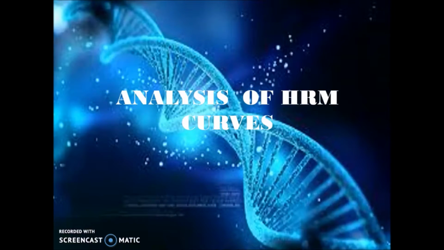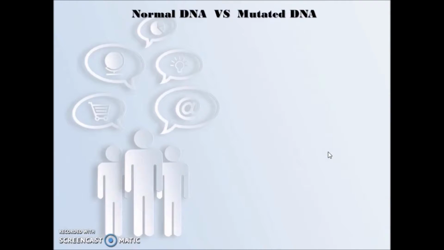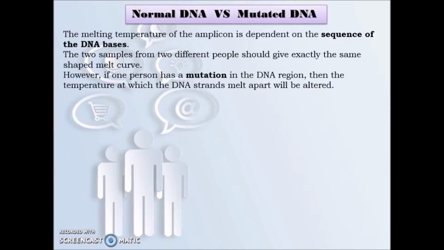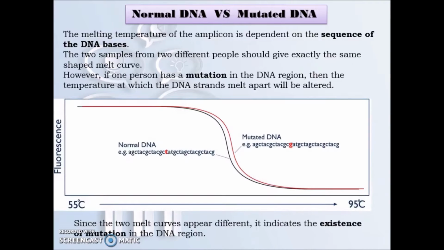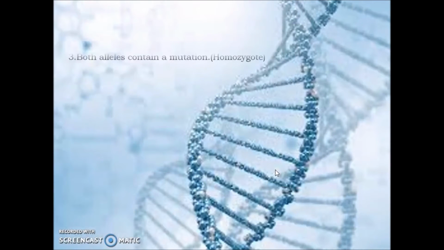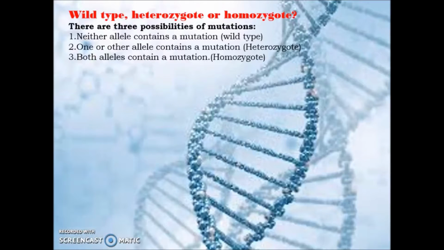Now I would like to discuss the analysis of HRM curves. How about normal DNA versus the mutated DNA? The melting temperature of the amplicon is dependent on the sequence of the DNA bases. The two samples from two different people should give exactly the same shape melt curve. However, if one person has a mutation in the DNA region, then the temperature at which the DNA strands melt apart will be altered. Since the two melt curves appear different, it indicates the existence of the mutation in the DNA region. So, what is mutation?